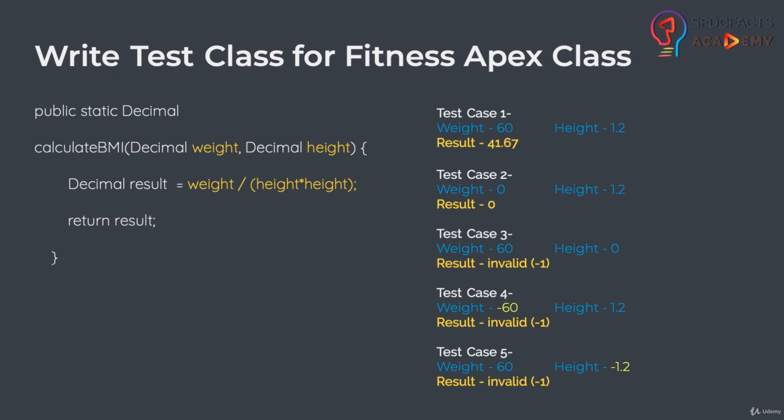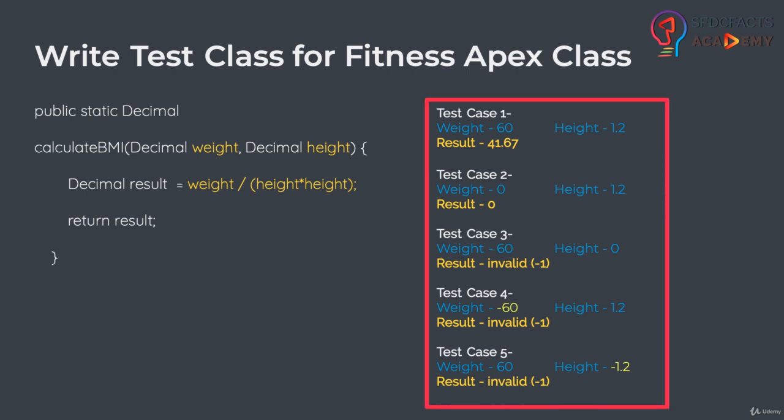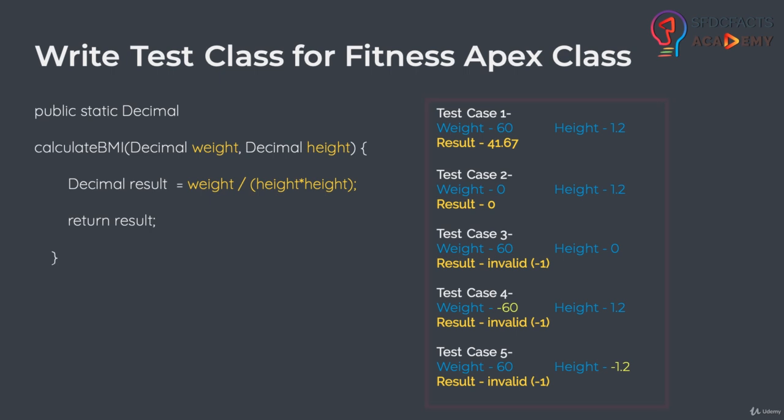Test case 4 is when weight is a negative number and height is a positive number. In this case also it's an invalid case and we should return -1. And the fifth case is when weight is positive and height is negative. Again we should return -1, because this test case is also invalid. So all these 5 different cases test our calculate BMI method with different values, and if we get the correct result from the method, then this means our method is behaving properly and there is no bug or error with our method.